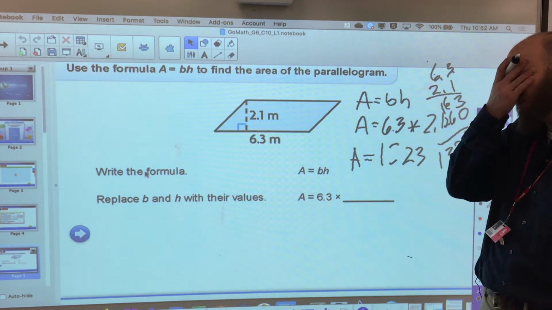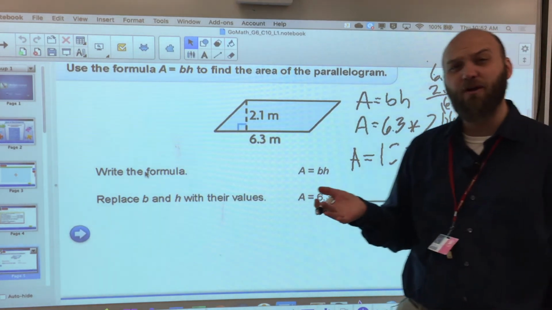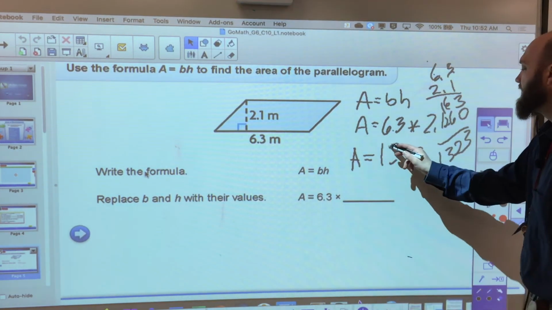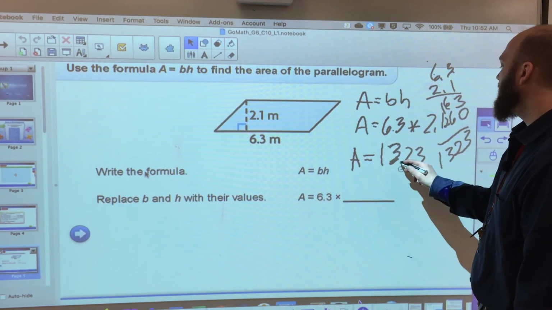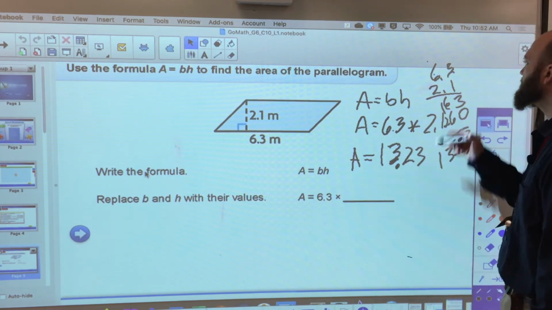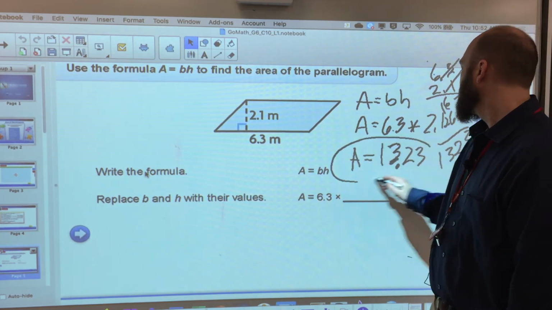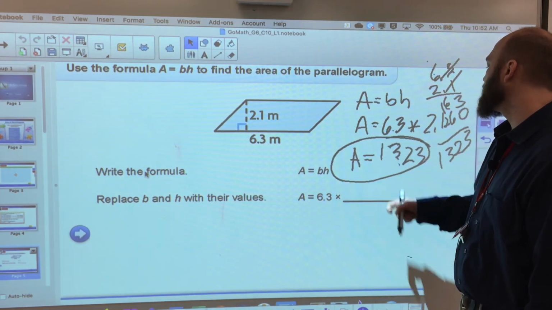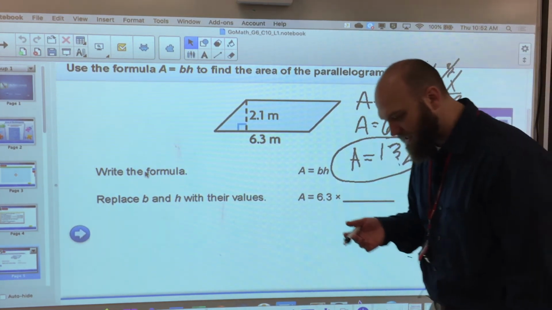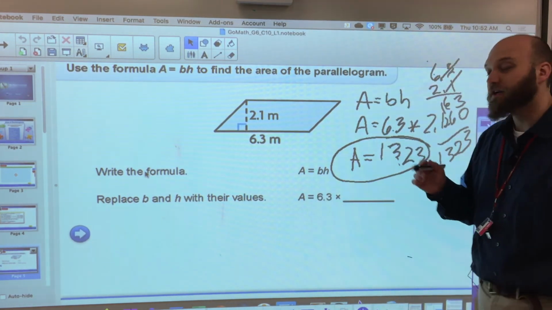1,323. And that seems weird to me because I ballparked my answer should be around 12. There's only one way that I can have this anywhere near 12, and that would be to put my decimal here. But if I double check it, 2 digits to the right of a decimal in my problem, 2 in my answer, right here, the area equals 13 23 hundredths.